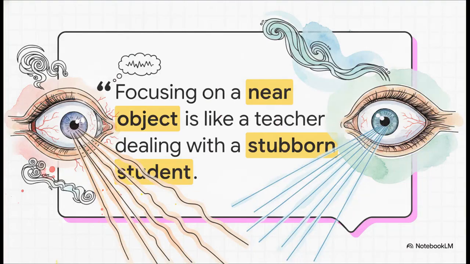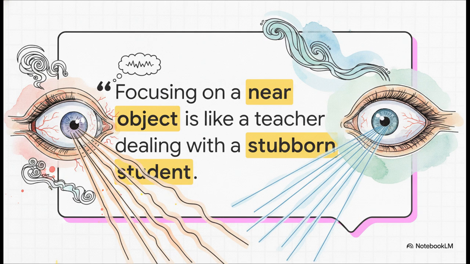And this brings us to a really relatable point. Why does reading up close give you a headache? Well, to use a fantastic analogy directly from our source material, focusing on a near object is like a teacher dealing with a stubborn student. It creates a lot of tension. Here's why. When you look at something far away, the light rays arriving at your eyes are relatively parallel. It's easy work. Your ciliary muscles relax, your lens stays thin, and your eyes are entirely comfortable.